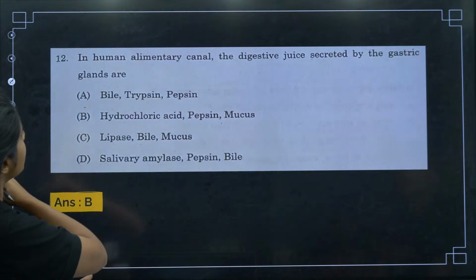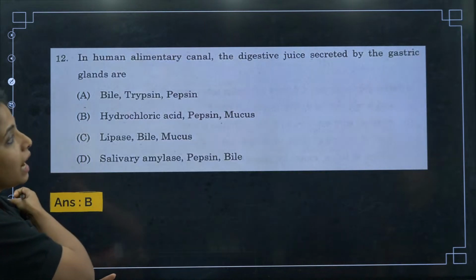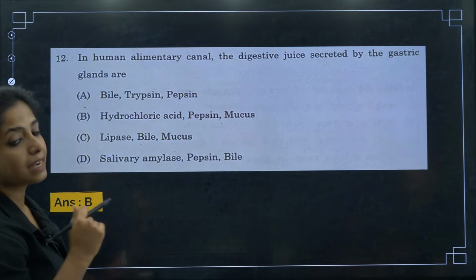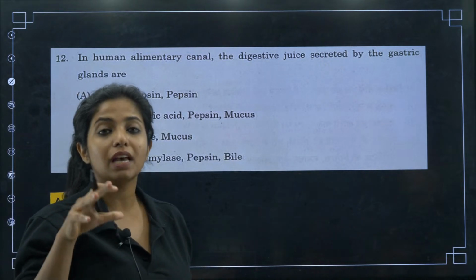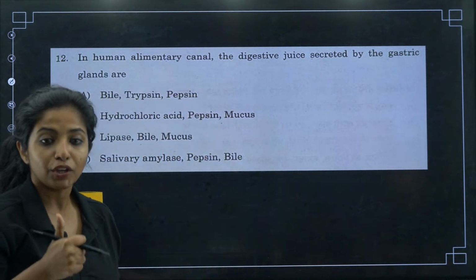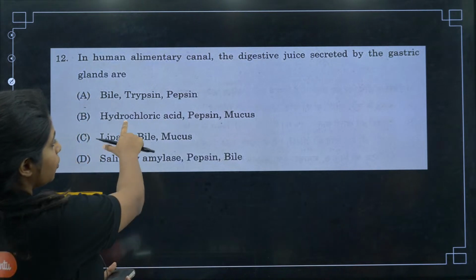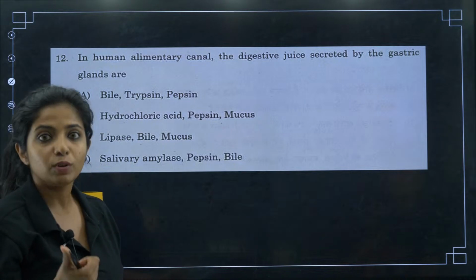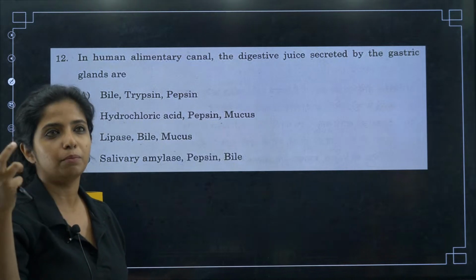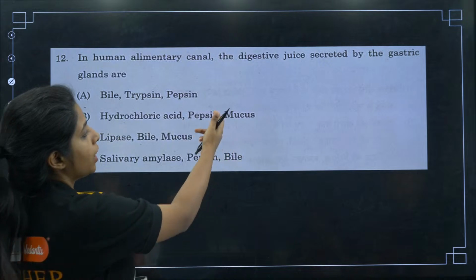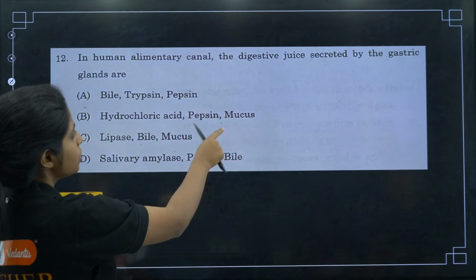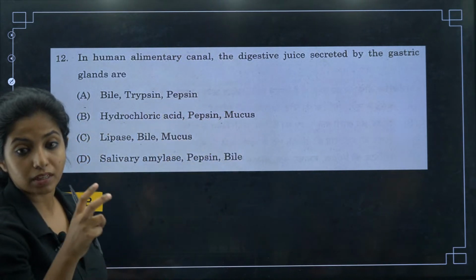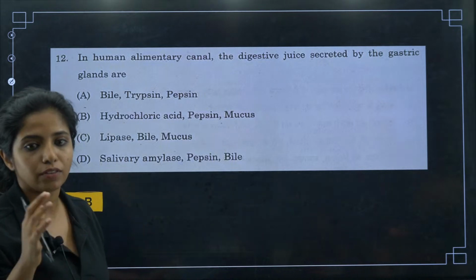Next question: in the human alimentary canal, the digestive juices secreted by gastric glands are, that means the glands which are there in your stomach. So, you have hydrochloric acid, that is HCl, my dear children. Apart from that, you have pepsin, which is an enzyme that breaks down proteins. And apart from that, you have mucus. So, all the secretions are done by the gastric glands which are there in the stomach.